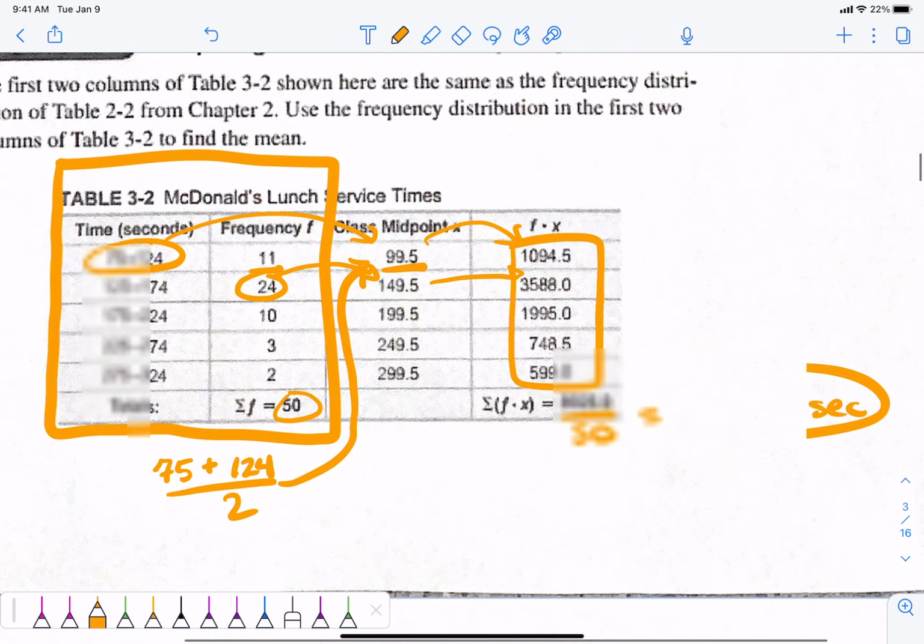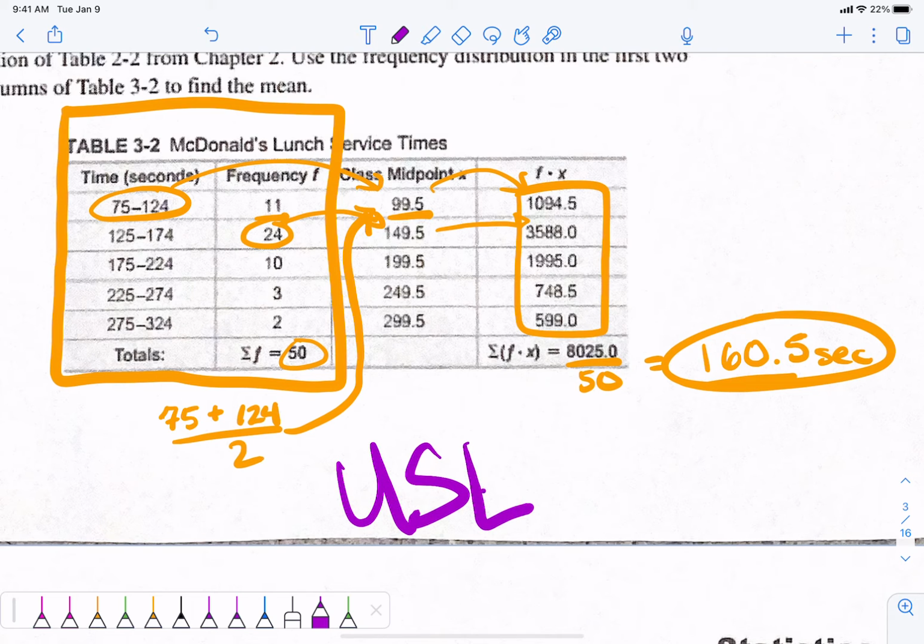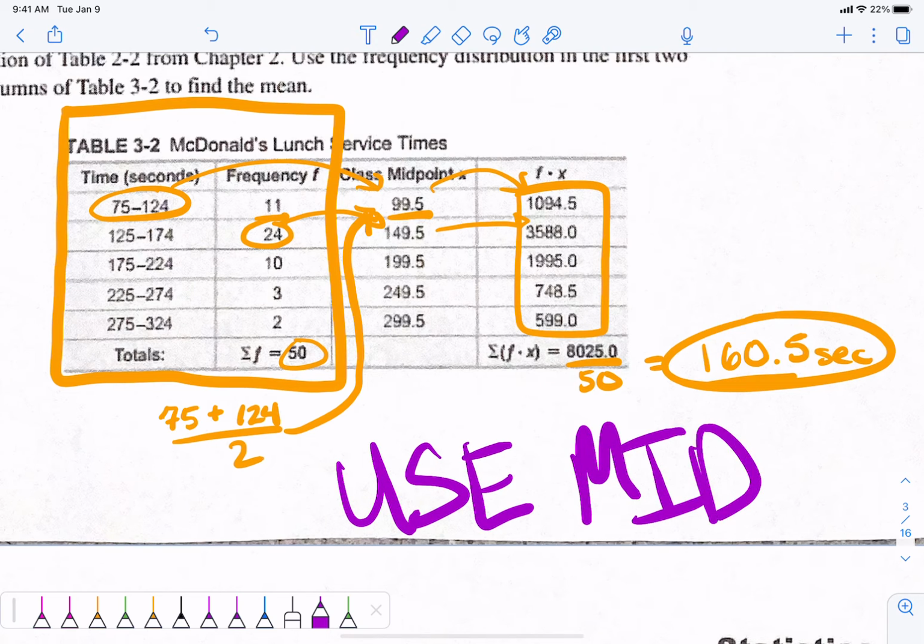Okay, so when you're doing a frequency table, you have to use the midpoint to find the average. You can't use a range. You have to use the midpoint times the frequency and then add them all together and divide by the frequency. Does this make sense? Yeah. That's the only option you have.